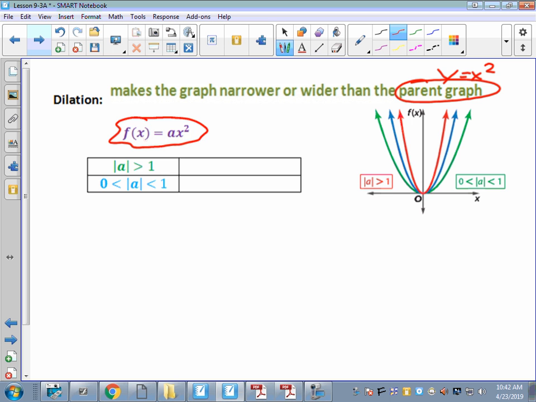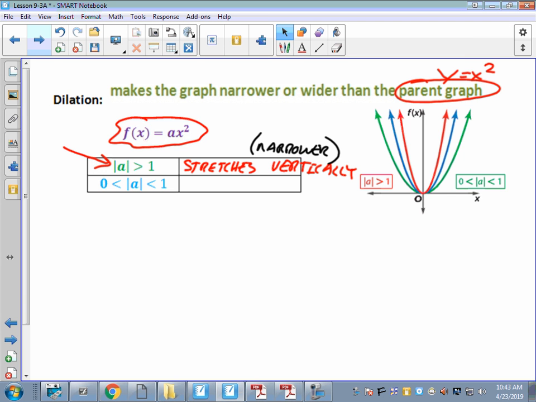All right, so in this case, we're going to deal with an a value. We're talking about the absolute value of a, absolute value, meaning distance from 0. So it's always going to be positive here. If a is greater than 1, so 2, 3, 4, all the way to infinity, it's going to stretch it vertically. And what does that mean? It stretches vertically means up and down, so it's actually going to get narrower or more narrow because it's going to kind of stretch it up and down. It's going to kind of force them closer together each side of the parabola.